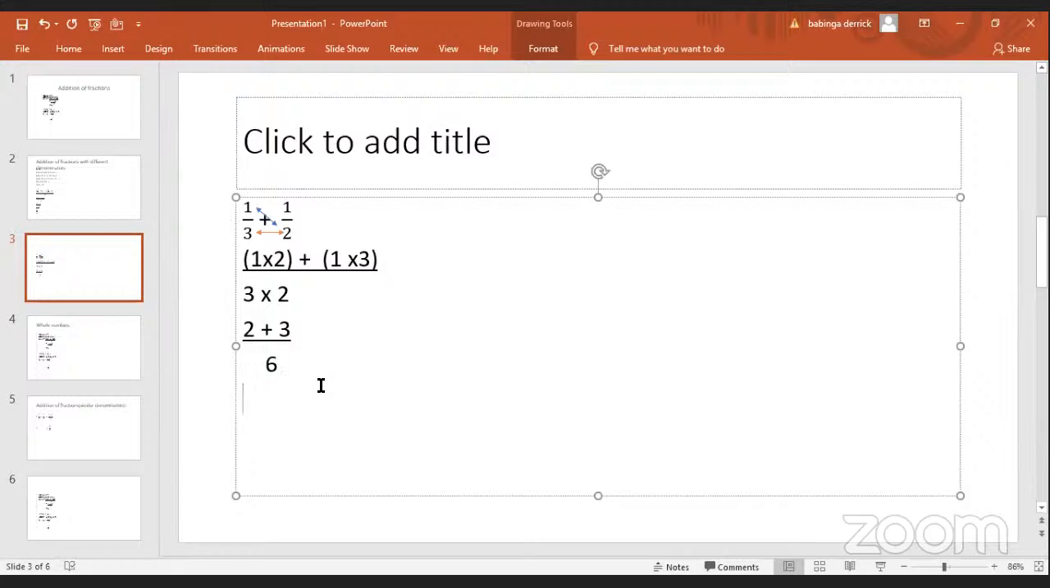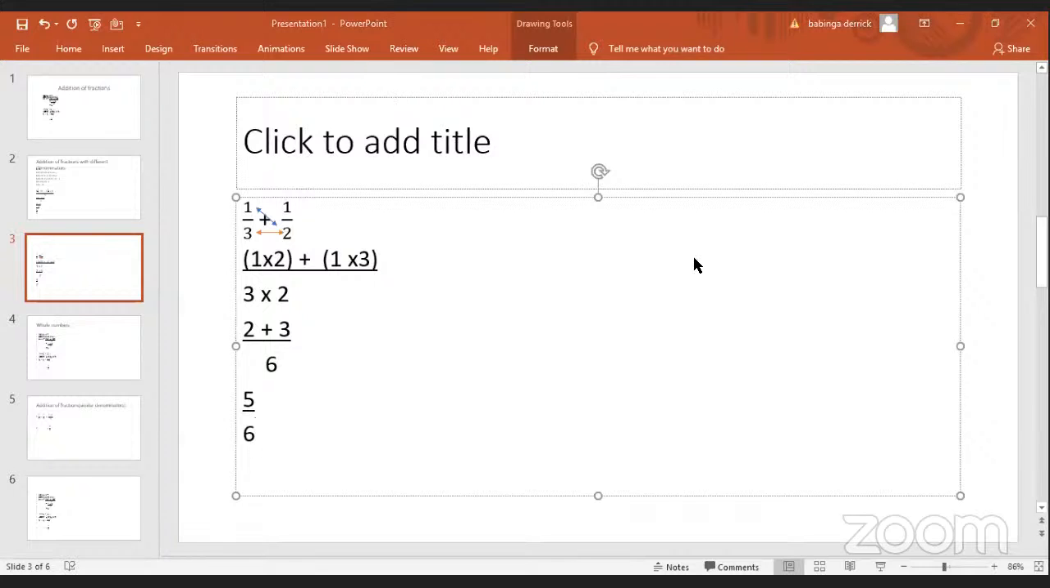So from there, your answer will be 2 plus 3, you get a 5 out of, you retain the 6 out of 6. So that is the other way of handling such a number.